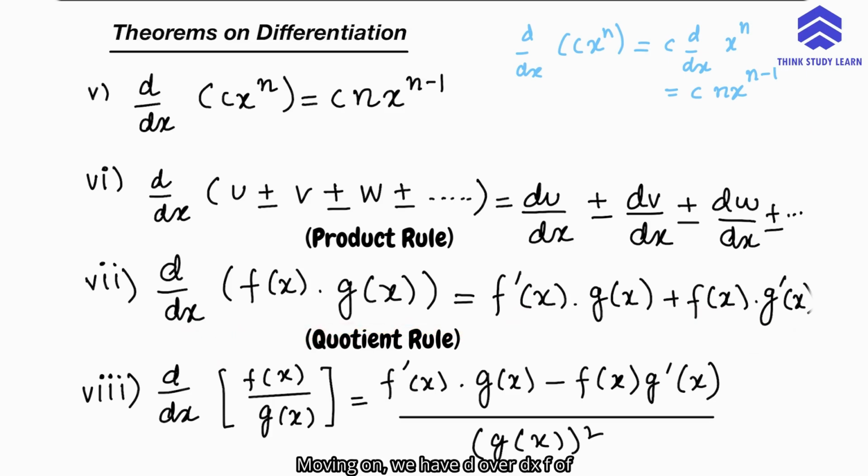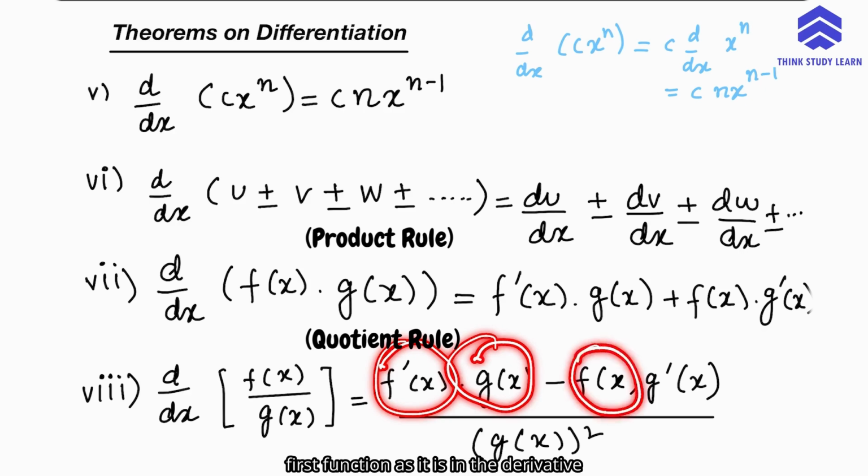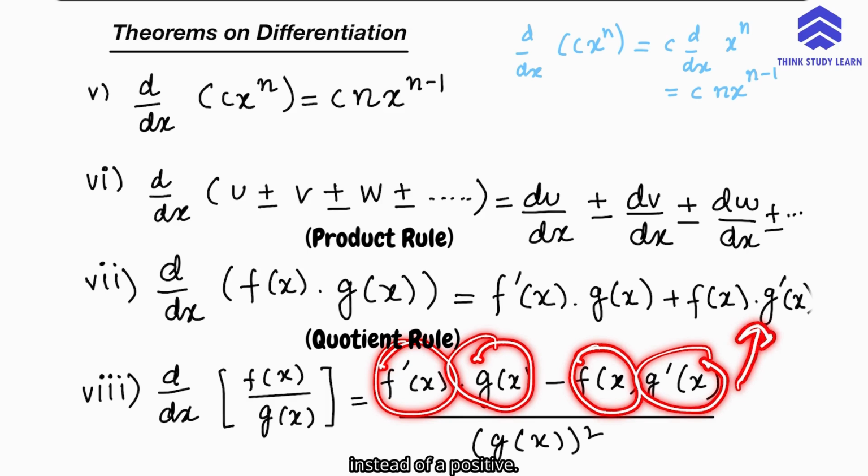Moving on, we have d over dx f of x over g of x. Now what if we get a ratio? In that case, we'll have the derivative of the first function multiplied by the second function minus the first function as it is and the derivative of the second function. It's the same as the product rule, but in this case we have a negative instead of a positive.